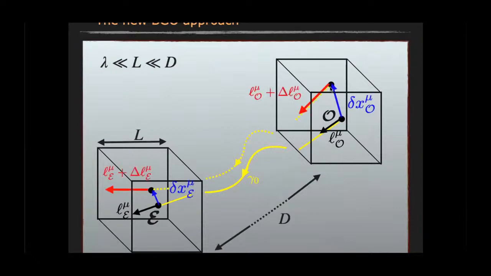Again, this null geodesic can be specified by giving the new position and the new tangent vector of the observer. So it is easy to understand that we can parameterize the whole family of null geodesics connecting the observer and the emitter at any time by giving the variation in position, delta x, and the variation in the tangent vector, delta l. These two variations are also the key quantities we use to describe how the null geodesics differ from the fiducial one, gamma naught.